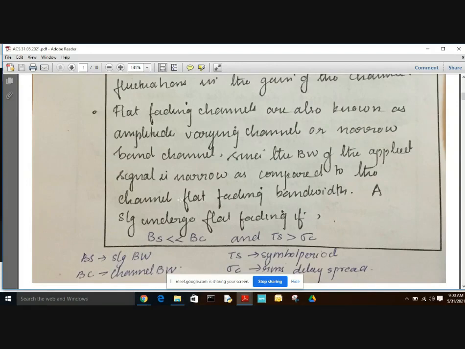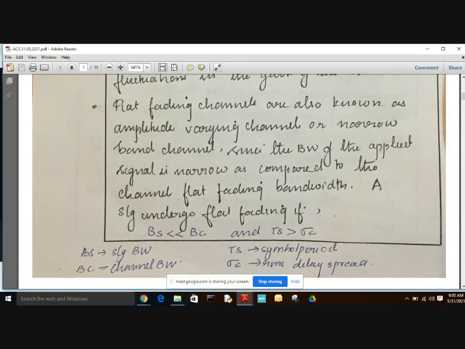A signal undergoes flat fading if and only if the bandwidth of the signal, that is BS, is less than the bandwidth of the channel BC, and TS, which is the symbol period, is greater than the RMS delay spread, that is tau C. So if BS is less than BC, and the symbol period TS is greater than the RMS delay spread, we say that flat fading can occur.